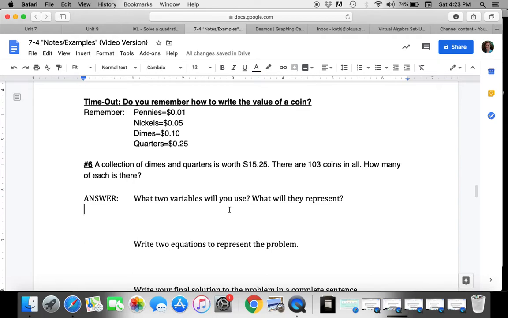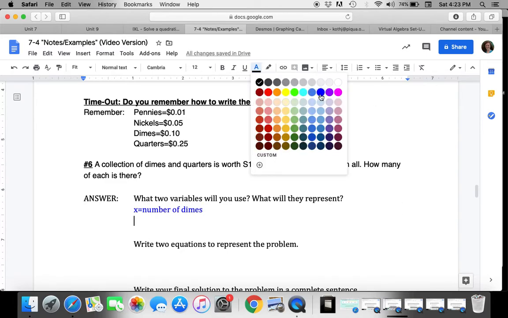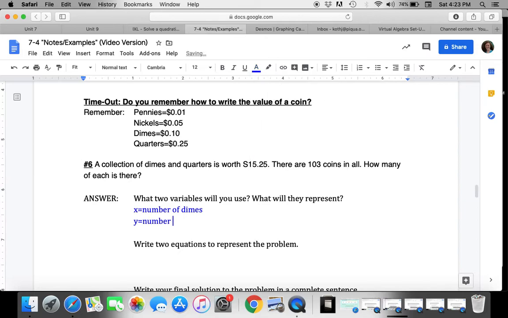First, though, we need to answer what variables are we going to use and what will they represent? The question is how many of each is there? So they're talking about those two different kinds of coins. X is the number of dimes, which means that we're going to say Y is the number of quarters.